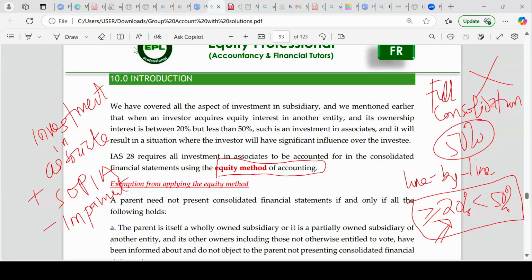So it simply means that from the inception, when we invested in associates, we would have debited assets, investment in associates, and we would have credited bank. All right? This is at the point where we have made the investment. Now, going forward, what I mean by equity method is that we will now debit investment in associates, and credit POL.